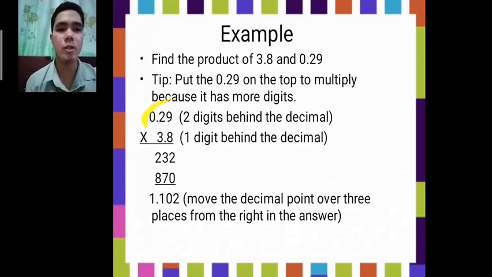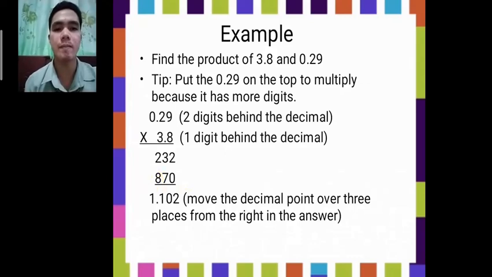Now let's have 0.29, 2 digits behind the decimal, that is 2 and 9. Then times 3.8, that is 1 digit behind the decimal, so that is 8. Now let's multiply. 8 times 9 is 72. 2 carry 7. 8 times 2 is 16 plus 7, that is 23. Then we have 3 times 9, 27. So we have 7 carry 2.